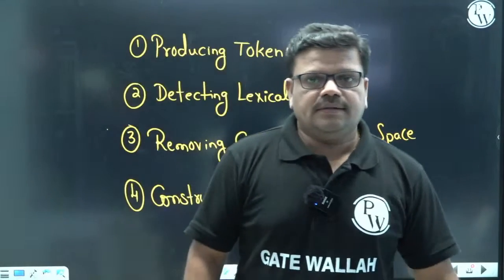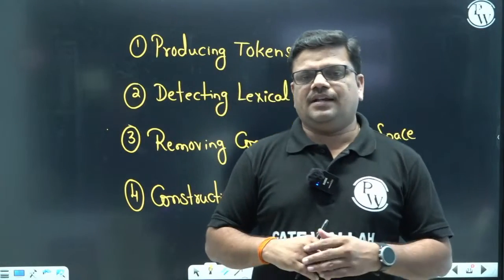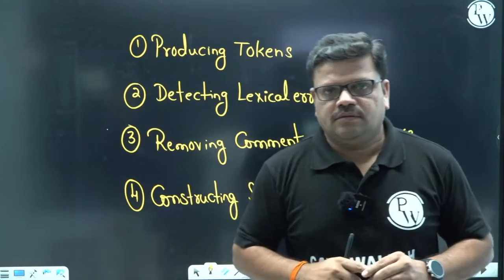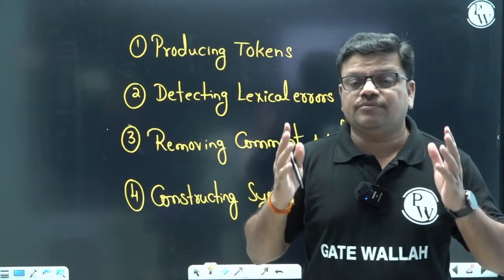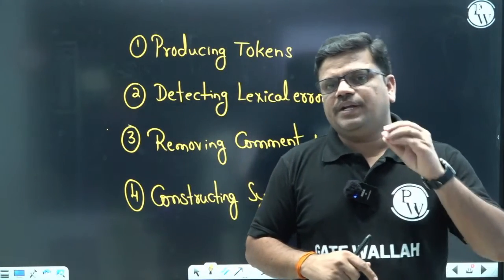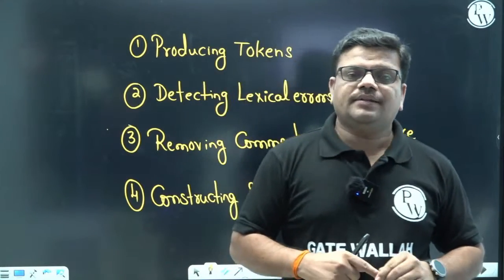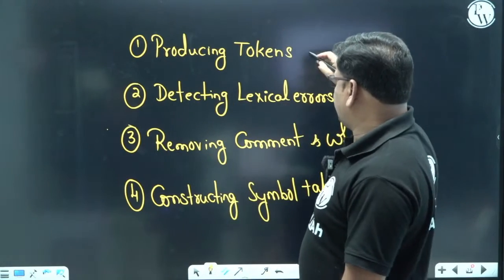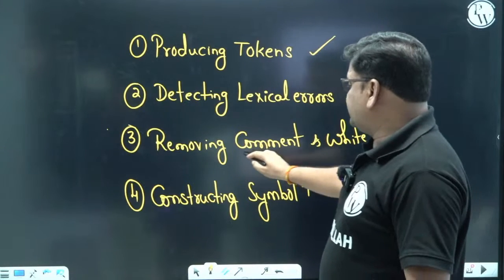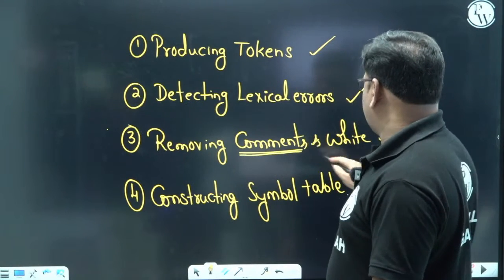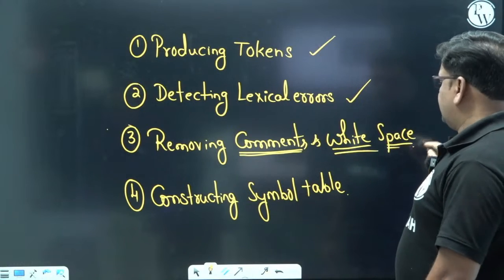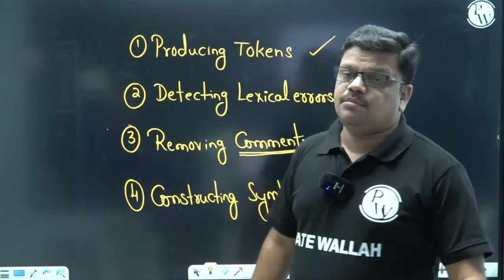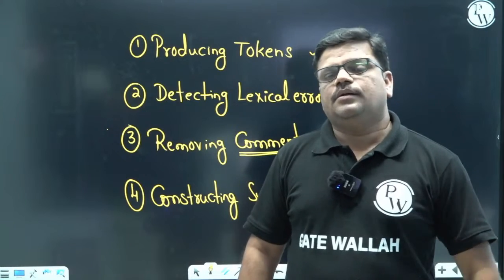So the lexical analyzer is not doing just one task, it is doing many tasks. Producing tokens as output, and lexical error detection. We have seen previously that the compiler will detect some of the errors present in the program. Among them we have errors called lexical errors. What are lexical errors? Errors identified by the lexical analyzer. Then removing comments and white space characters present in the program. Construction of the symbol table is also done by the lexical analyzer. Let us see all these one by one.